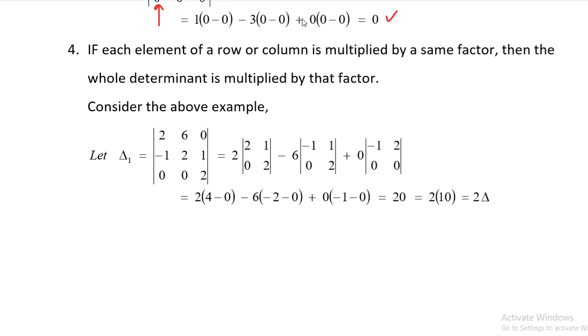If each element of a row or column is multiplied by the same factor, then the whole determinant is multiplied by that factor.